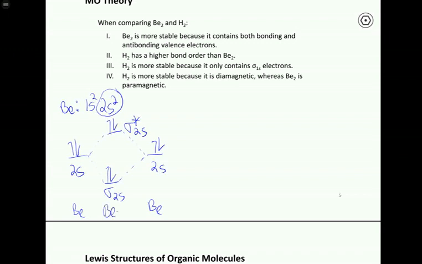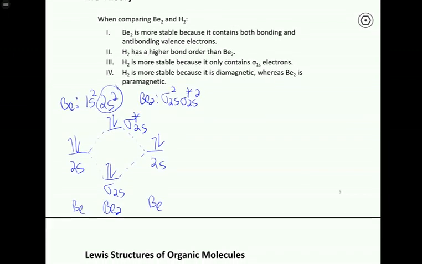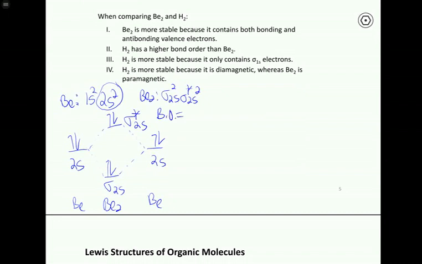So Be2 here is going to have a sigma 2s squared, sigma star 2s squared valence configuration. So both the bonding and the anti-bonding orbitals are filled, which means that we would predict that this has a bond order of 0. Now, when something has a bond order of 0, that's another way of saying it's unstable. It doesn't exist. You have no net bond between the two beryllium atoms, so you would never observe Be2 in nature. It's just not a stable molecule, because whenever the bonding and anti-bonding orbitals are filled, you have no net bond between them. So this is an unstable molecule.